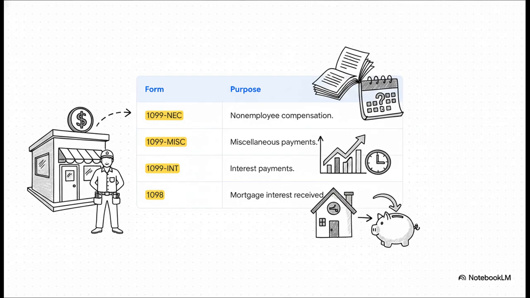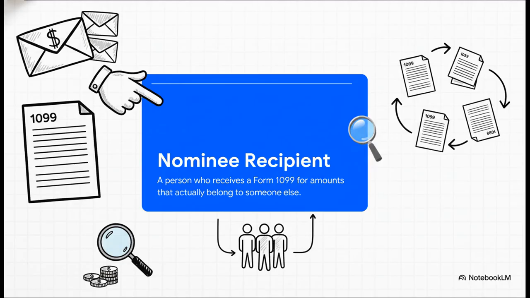Now, here's a kind of weird situation you might run into. Let's say you get a payment, but that money isn't actually for you. You're just the middleman passing it along to other people. Well, the IRS has a name for that. You're a nominee. You'll get the main 1099, but then it's your job to file your own 1099s to show the IRS where that money really ended up.